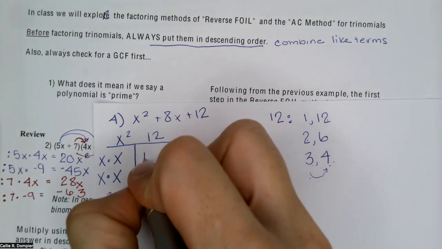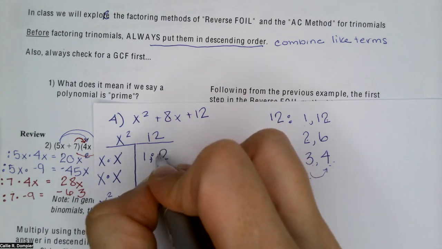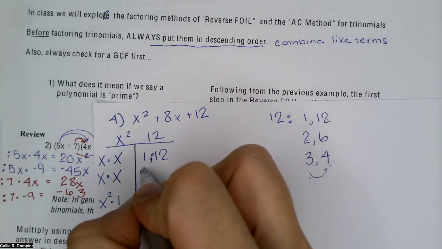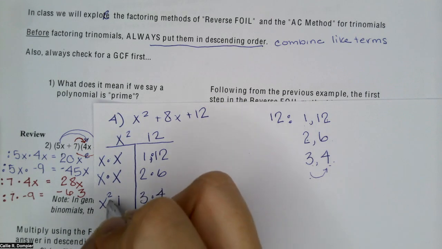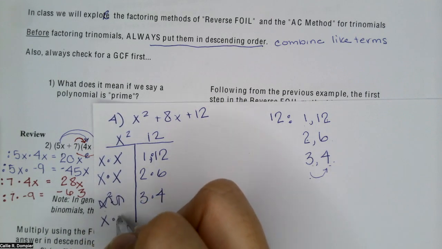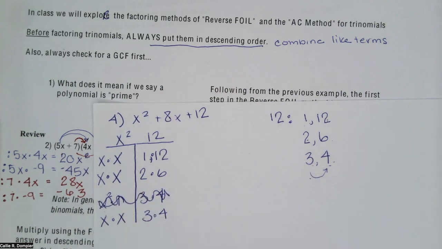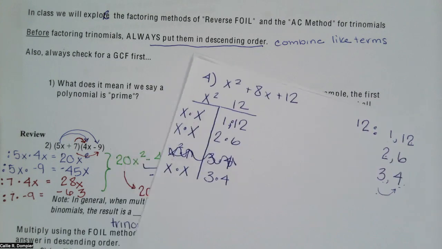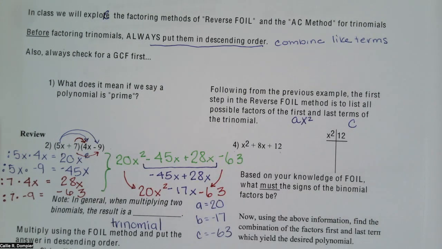Okay, and then it could either be 1... Sorry, I did a multiplication here, so I have to do multiplication here. 1 times 12, 2 times 6, or 3 times 4, but it's not x squared times 1, it's x times x, 3 times 4. Got it? So those are all the factors of the first and last terms of the trinomial, okay?